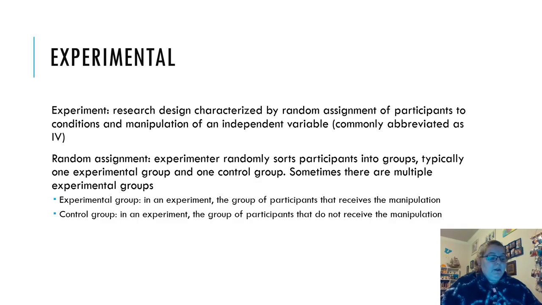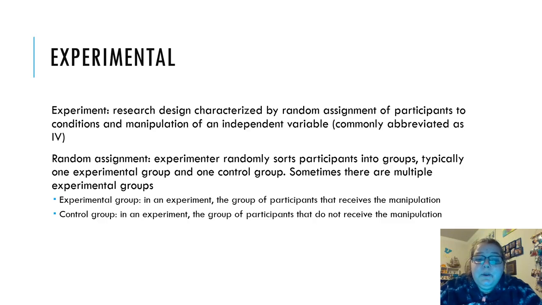So as far as experimental designs go, an experiment is a research design characterized by random assignment of participants to conditions and manipulation of an independent variable, commonly abbreviated as IV. I will be using the same abbreviation throughout the lecture. So random assignment is where an experimenter randomly sorts participants into groups, typically one experimental group and one control group. Sometimes there are multiple experimental groups, which I will talk about when we get to the placebo effect.